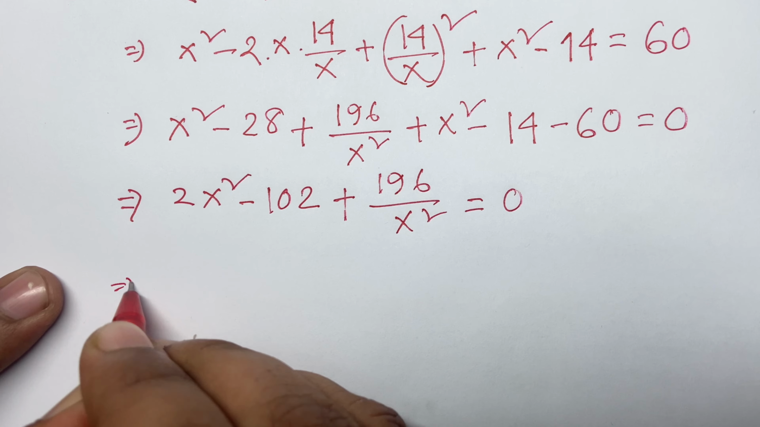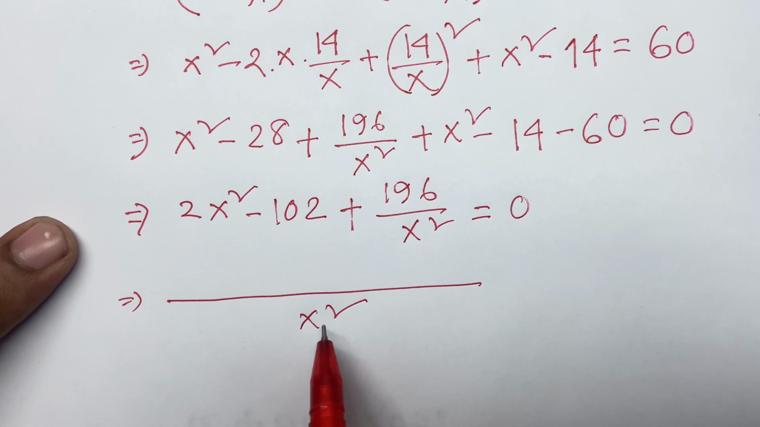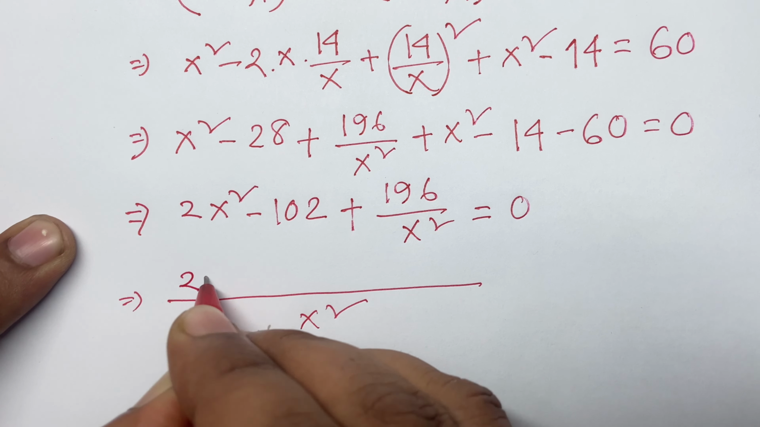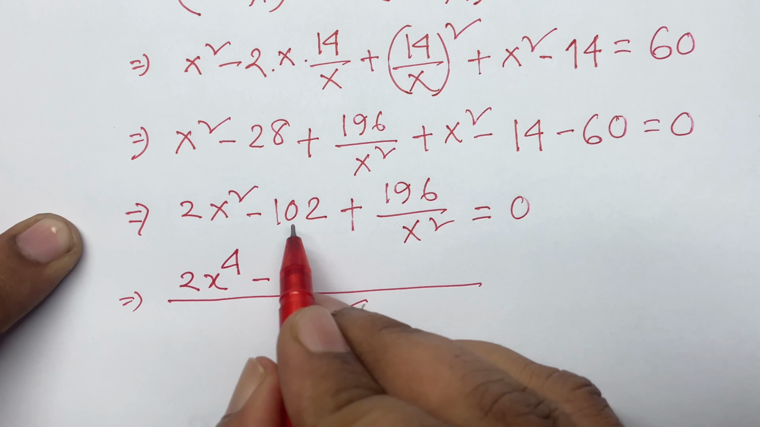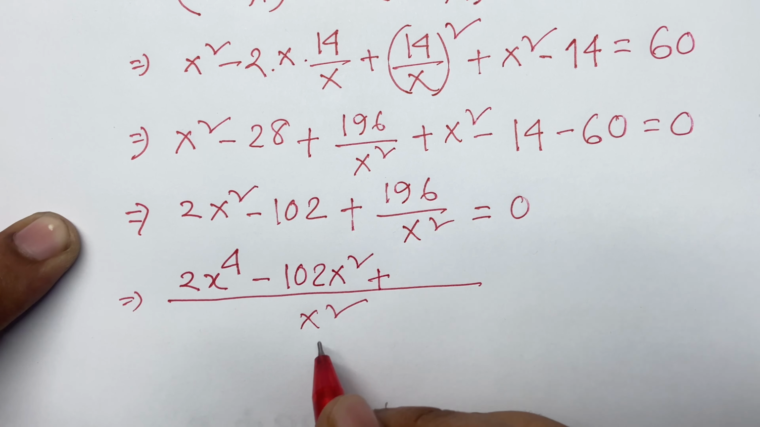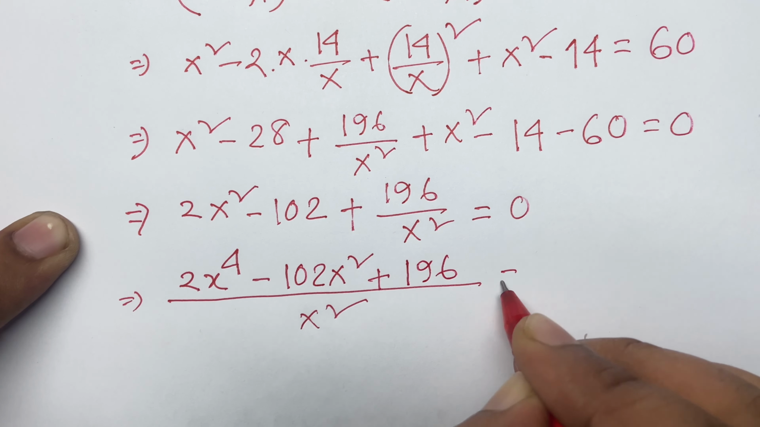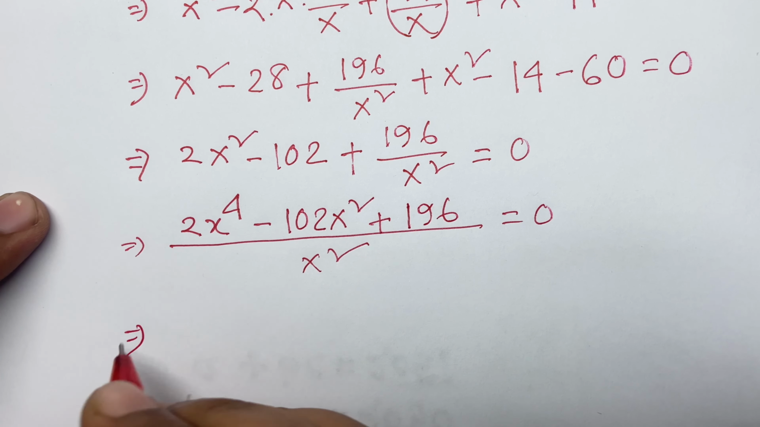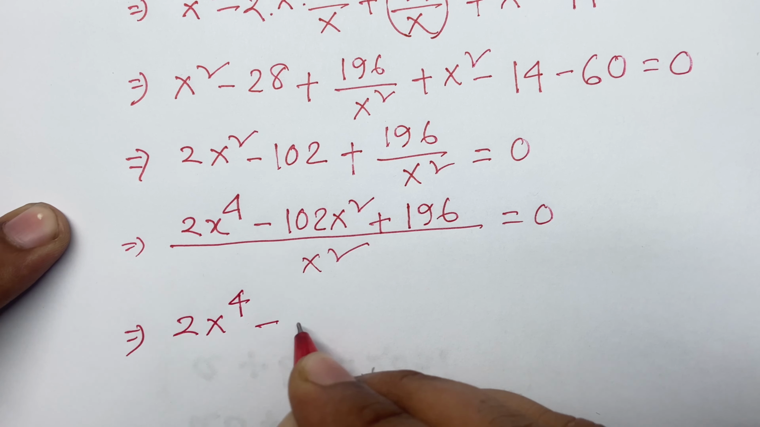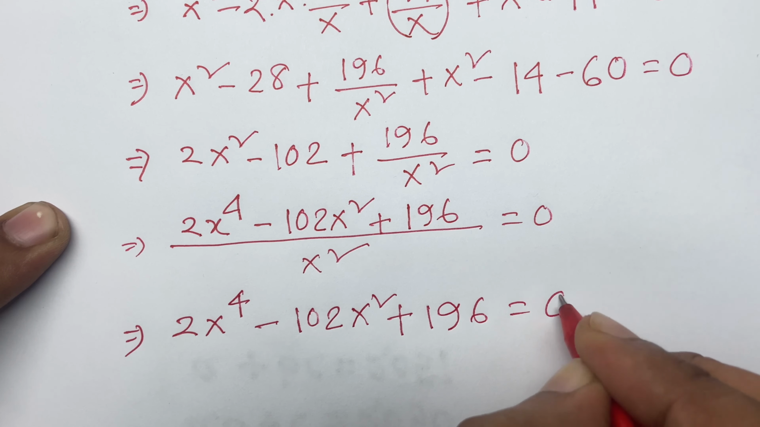Now here is x square, so here is 1. So 1 divided by x square is equal to x square. So x square times 2x square is equal to 2x to the power 4, minus 102 x square, plus x square divided by x square is equal to 1, 1 times 196 equal to 196, equal to 0. Now x square times 0 equal to 0. So 2x to the power 4 minus 102 x square plus 196 equal to 0.